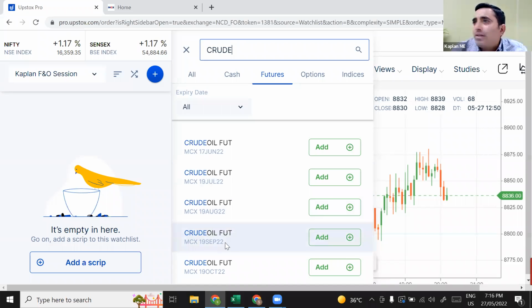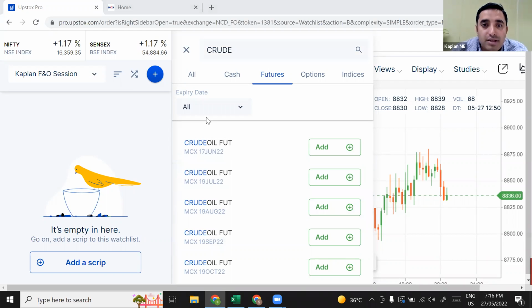What is this, by the way? Any idea? What is the 17th June, 19th July? Anyone? Sorry? Yes, very good, Shubhani. These are the expiry dates or the settlement dates. These are basically your expiry dates. Now, why not 18th June?